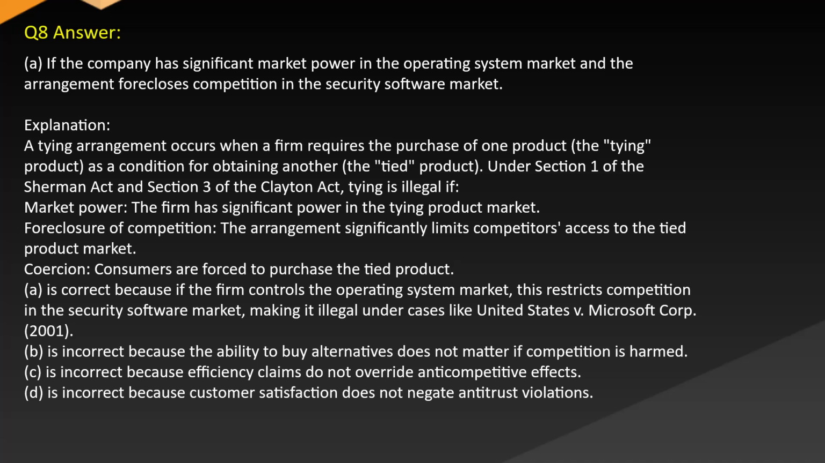A is correct because if the firm controls the operating system market, this restricts competition in the security software market, making it illegal under cases like United States v. Microsoft Corp., 2001. B is incorrect because the ability to buy alternatives does not matter if competition is harmed. C is incorrect because efficiency claims do not override anti-competitive effects. D is incorrect because customer satisfaction does not negate antitrust violations.